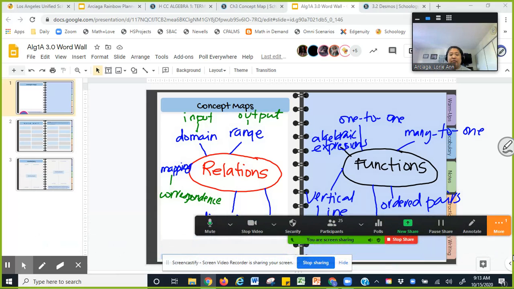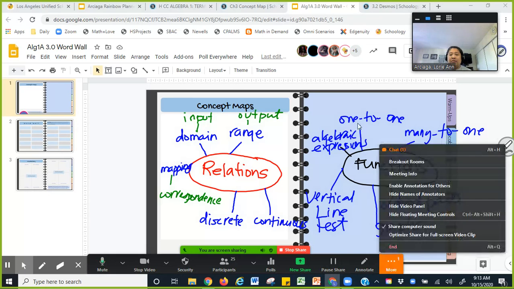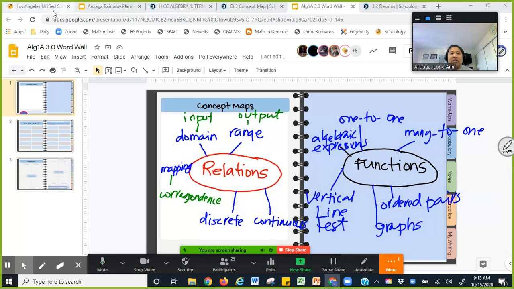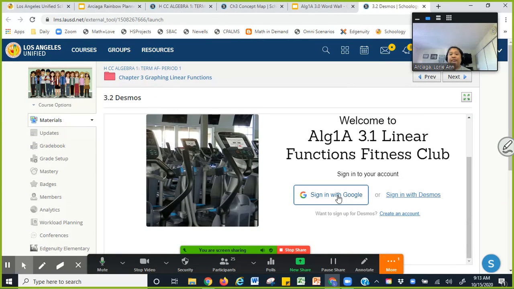Okay, so now we're gonna move on. In the next part of our agenda today, we're gonna do a Desmos activity, and hopefully you still remember the meanings of all these terms. Okay, so here we go. Our Desmos activity today is called Linear Function Fitness Club.